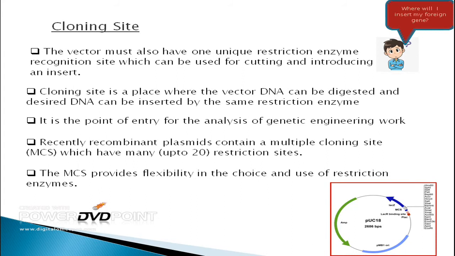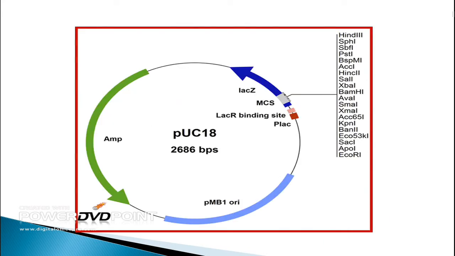Recently, recombinant plasmids containing multiple cloning sites or MCS have been developed. This MCS can have up to 20 restriction sites. The MCS provides flexibility in the choice and use of restriction enzymes. This can be made clear with the following image.